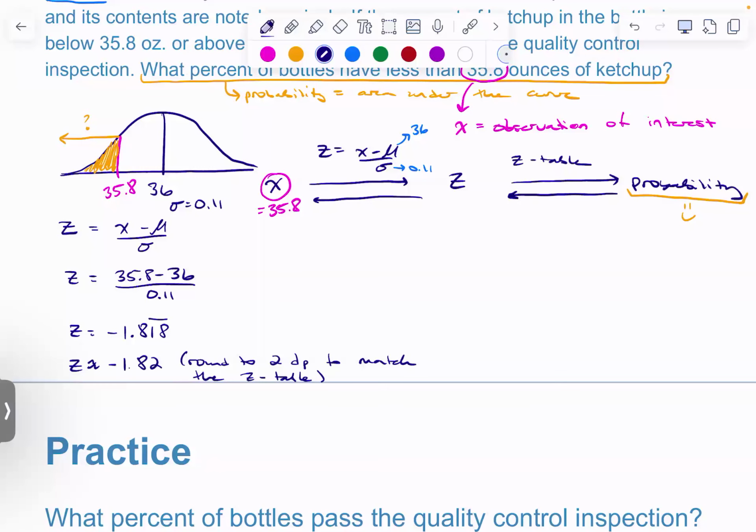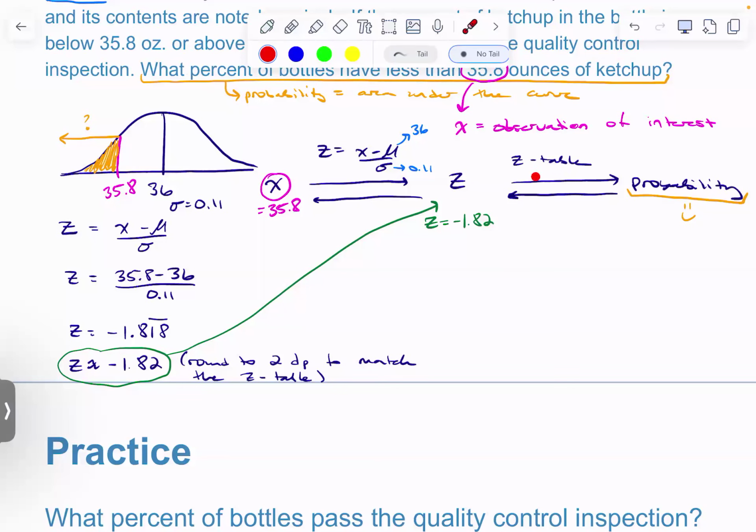Okay. Now, I have a Z that's here. Z is negative 1.82. That tells me that 35.8 is 1.82 standard deviations below the mean. So now we're going to use the Z table, remembering that the Z table always gives you the area to the left, which in this case is the area that I want. All right. And so now, usually I like to write it out like this.